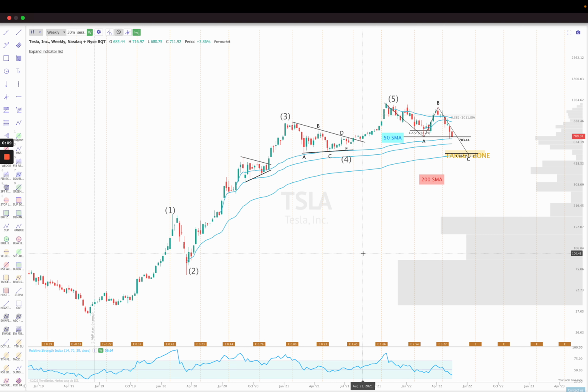This is a continuation of my Tesla bear case that I put out earlier in the week. If you haven't seen that video, I'll pop it up here in the card up above. Feel free to watch that video first before continuing on this, but it's not actually 100% necessary. I'll do a quick overview of what I am seeing.